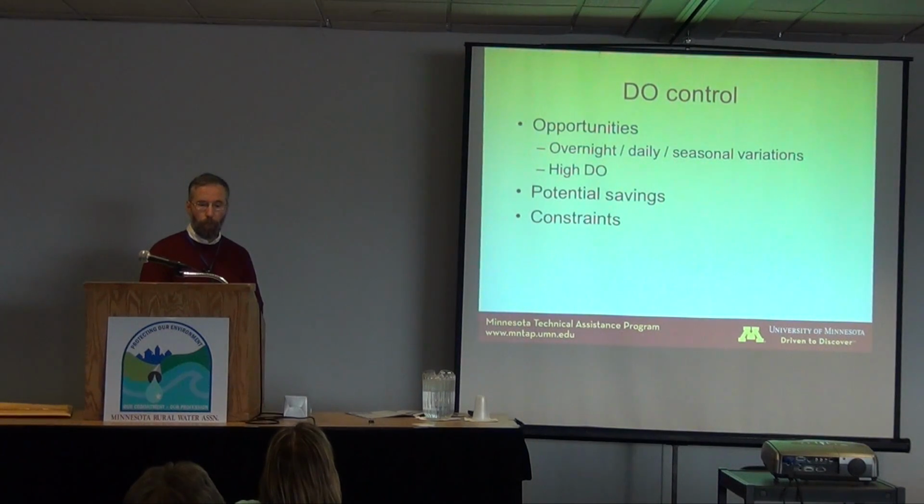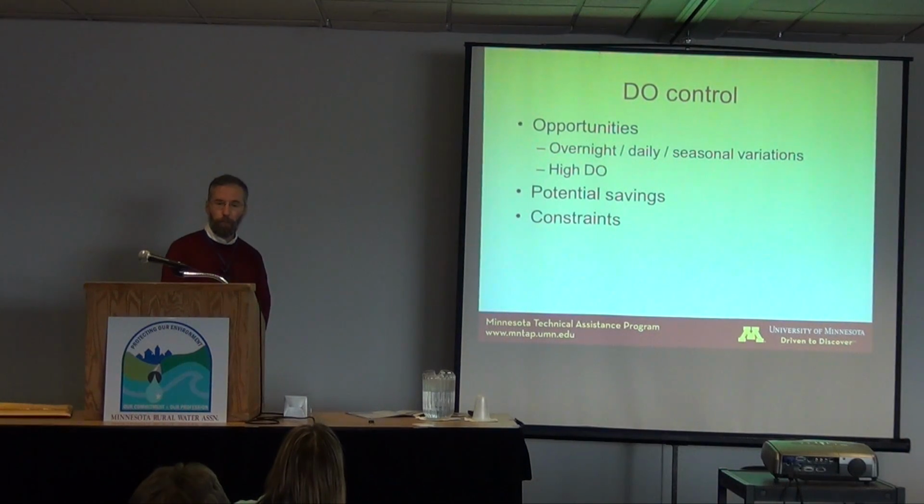The kinds of potential savings that we saw at the plants that we looked at range from about $5,000 a year to about $15,000 a year. The project we had with Rogers, with an intern project, they're in the process of installing dissolved oxygen control at this point, and they're looking to save about $15,000 a year in electrical costs.